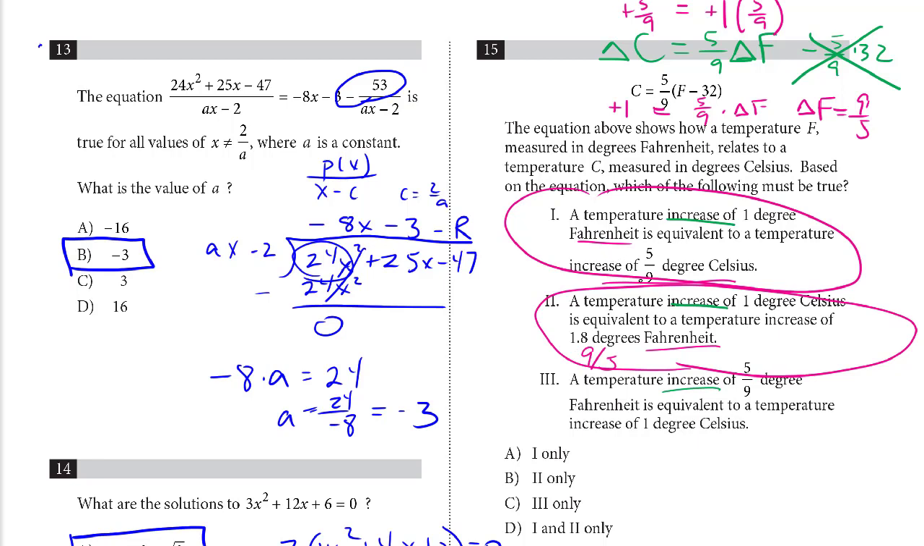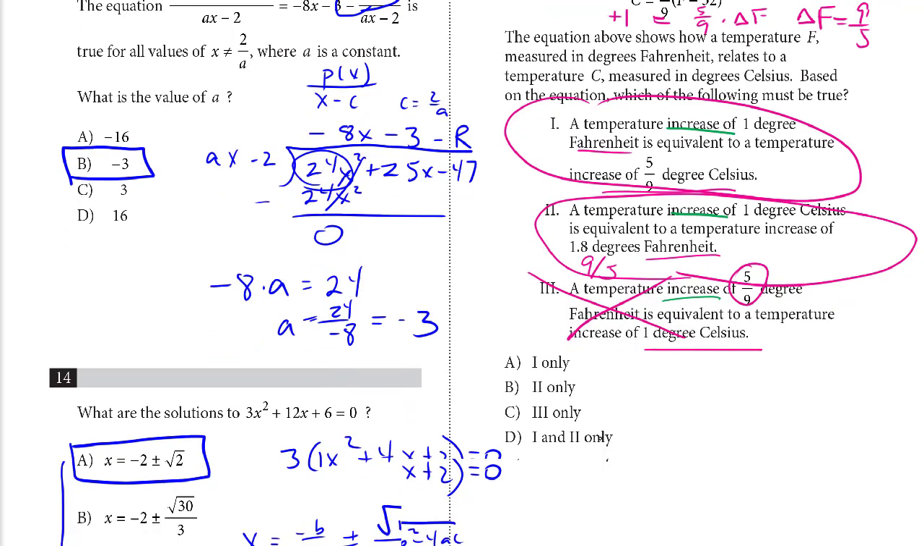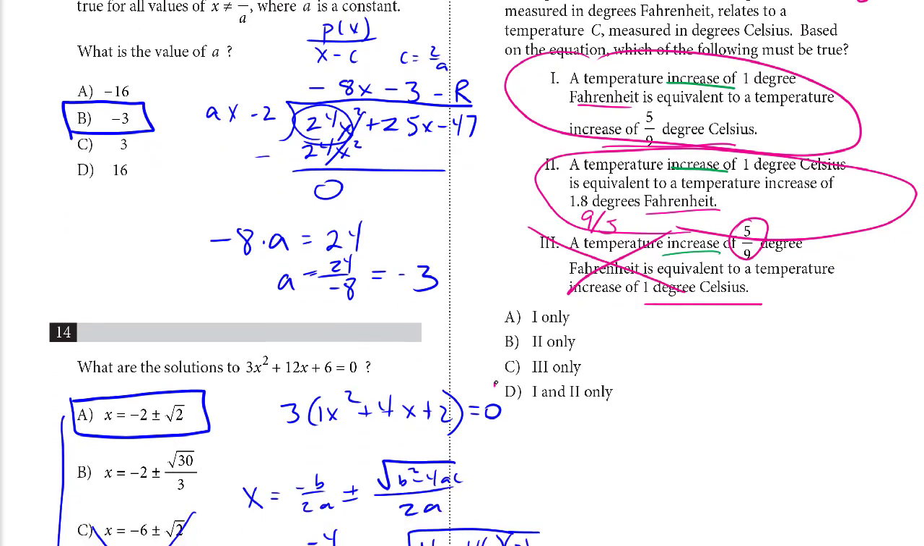That makes common sense. Number 3, a temperature increase of 5/9 degree Fahrenheit is equivalent to a temperature increase of 1 degree Celsius. Right here we know this is wrong. The Celsius change is not a greater number than the Fahrenheit change. That cannot be correct. So 3 is incorrect. The correct answer for number 15 is D, 1 and 2 only.